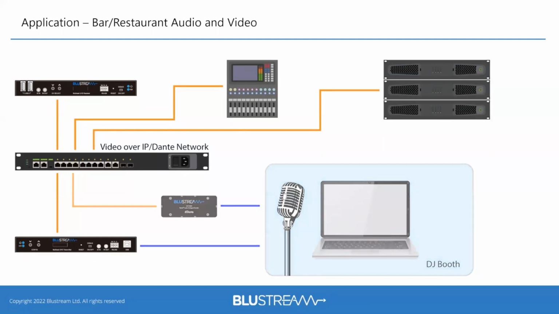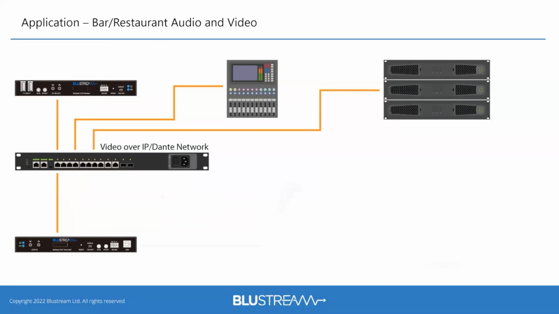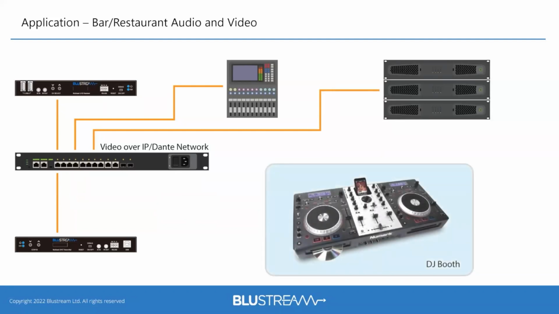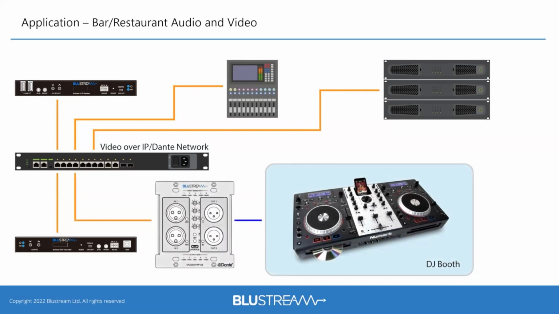Now, let's say we're going to be hosting some serious DJ equipment. Again, using another Blustream solution, such as the Dante XLR wall plate, we can connect to professional XLR connections that can again be sent to our mixer and/or amplifier. Remember, we can split audio out to different devices simultaneously using Dante.